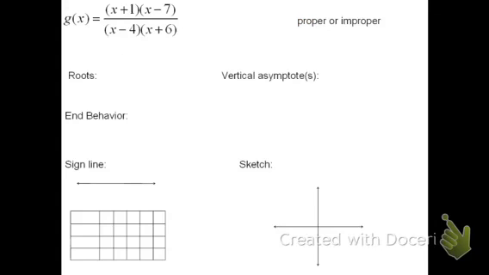Alright, let's begin. For g of x, if we multiply this out, we're going to see that we get an x squared over an x squared. Anytime the degree of the denominator is not greater than the degree of the numerator, we know that we have an improper fraction. Again, here they're equal, it's improper.